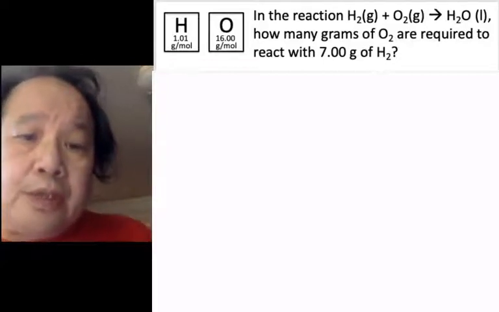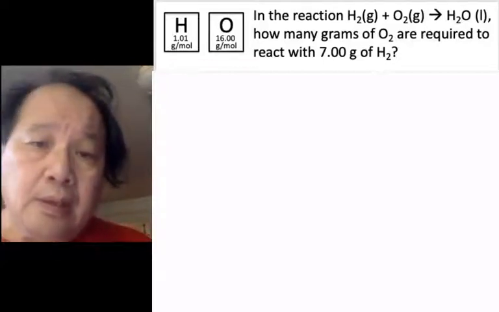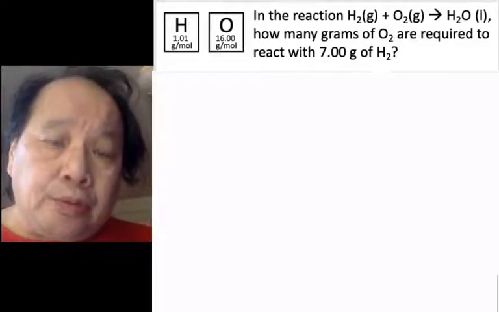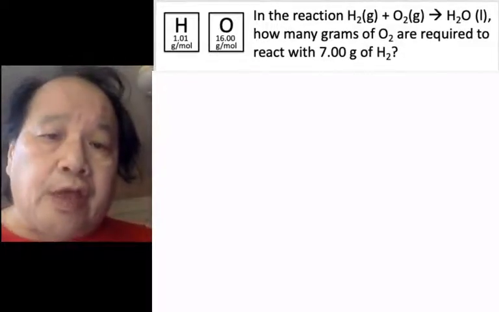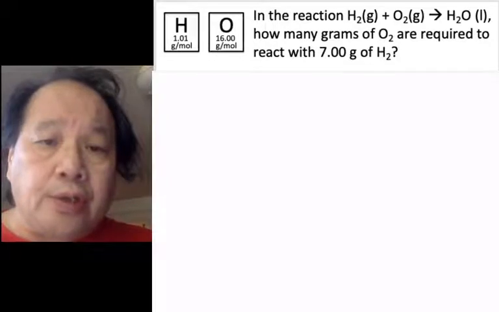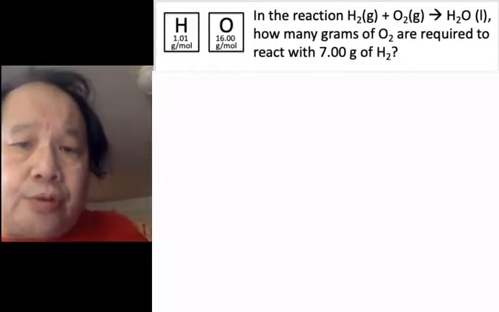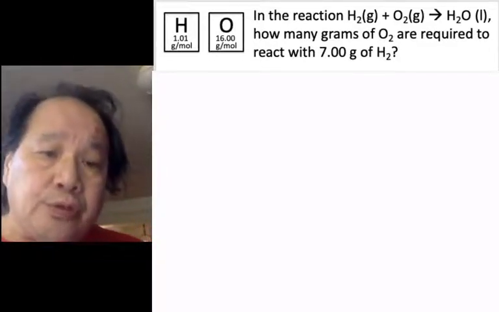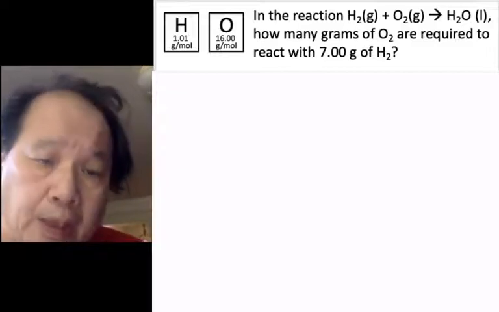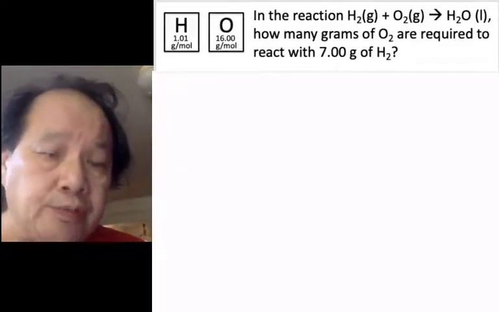This next segment makes me a little sad. The problem we're going to do is a good problem. In the reaction of H2 gas plus O2 gas to water, how many grams of O2 are required to react with 7 grams of H2? And that's a good problem to introduce how useful the concept of the mole is.